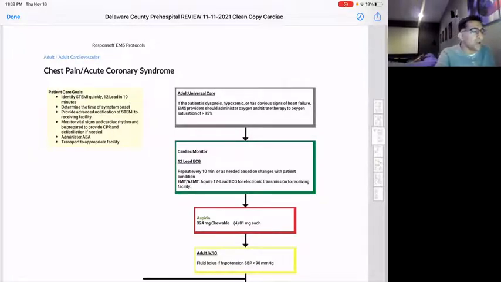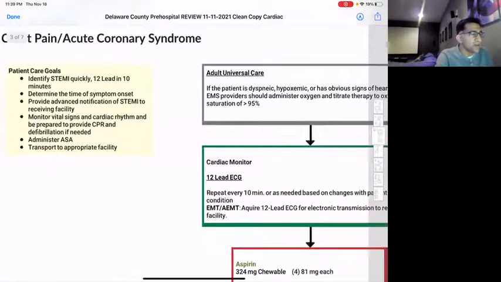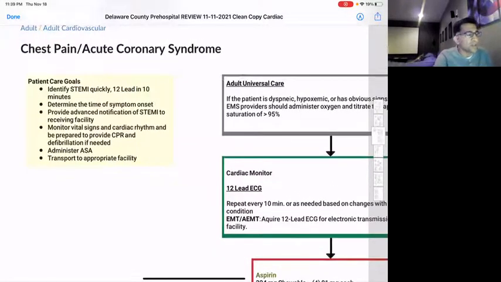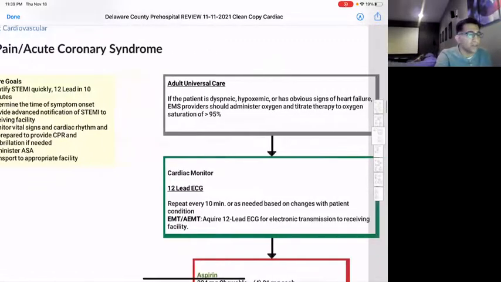So in our chest pain protocol, what you see here, and I'm going to be using some of the tools here, is boom. We can see our clear patient goals that are no big surprise. Identify that STEMI quickly, get that 12 lead within 10 minutes, determine the time of onset of symptoms, and progress from there. Of course, some of our big goals are definitely treating people such that we can make sure that they're ready for the best possible care they can have inpatient. And one of those things is administering aspirin and transporting to an appropriate facility.